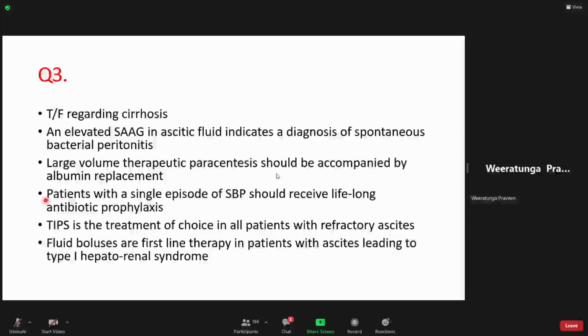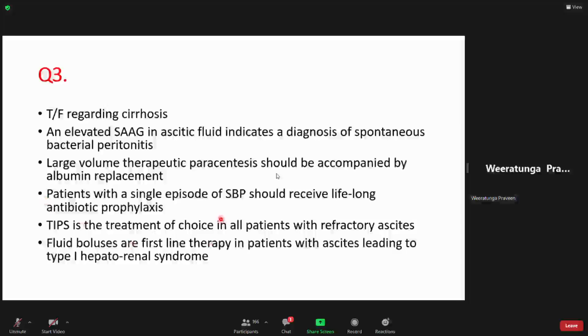I told you this in the long case. TIPS mainly causes an artificial portosystemic anastomosis. So it is contraindicated if a patient has hepatic encephalopathy or a history of hepatic encephalopathy. Very contraindicated. Because obviously if you're creating an artificial portosystemic shunt, the ammonia goes straight to the brain without any trouble. So TIPS is the treatment for all patients? Wrong. Refractory ascites, TIPS is an option, but it is contraindicated if the patient has hepatic encephalopathy, or had hepatic encephalopathy in the past.